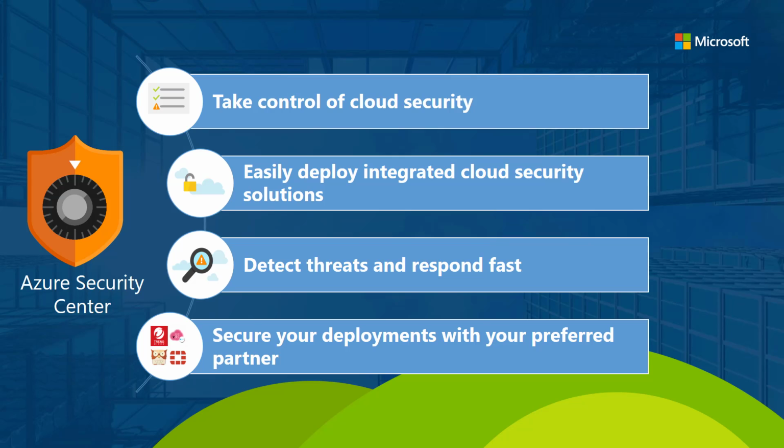Next, we can easily deploy integrated cloud security solutions. We can rapidly enable a range of security solutions from both Microsoft and its partners, including industry-leading firewalls and anti-malware. We can use streamlined provisioning to easily deploy security solutions where even networking changes are configured for us. On top of this, security events from partner solutions are automatically collected for analysis and alerting.